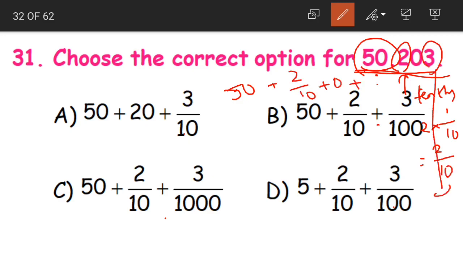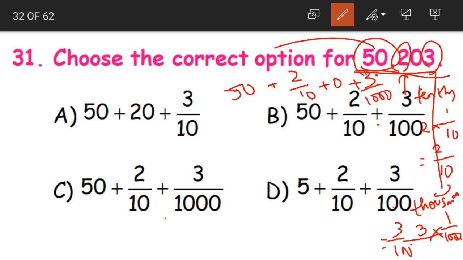Then we have 3. 3 is in thousands place. So the value would be 3 into 1 by 1000. That is nothing but 3 by 1000. So what is the answer for this children? 50, the whole number as it is. 2 is nothing but 2 by 10 here, as it is a decimal value.